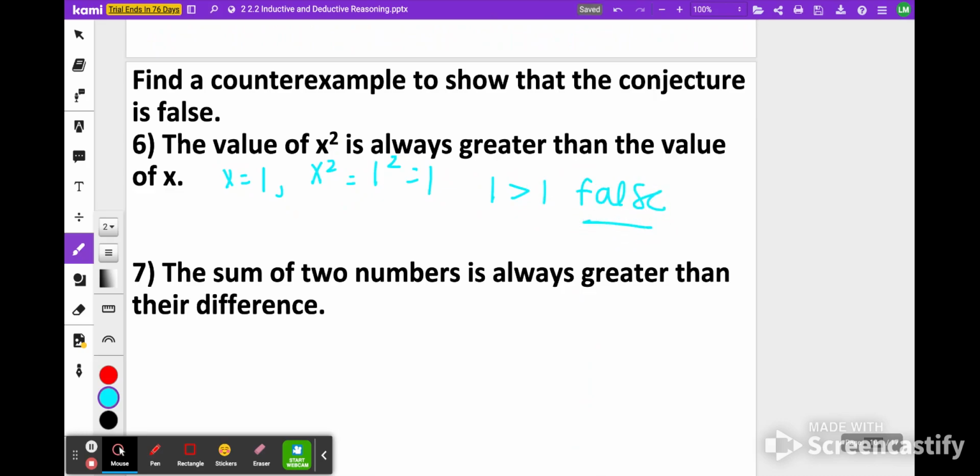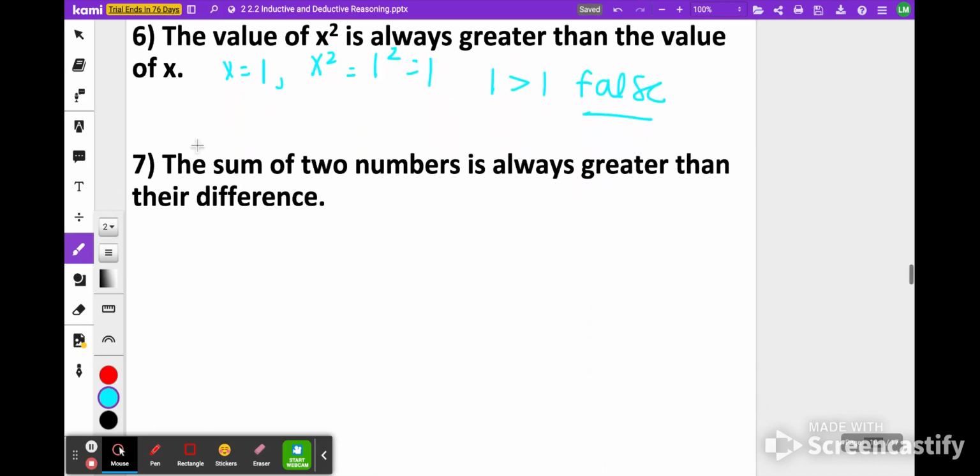Or how about this one? The sum of two numbers is always greater than their difference. If I found the sum of two numbers is always greater than their difference, so let's pretend I'm doing 5 plus 3. 5 plus 3 is 8. There's my sum of two numbers. Is that sum greater than their difference? 5 minus 3. Well, their difference is 2. That checks out. That's true. But I need a false statement.